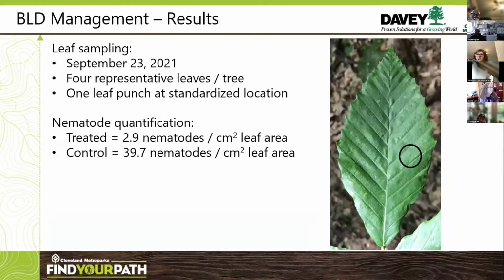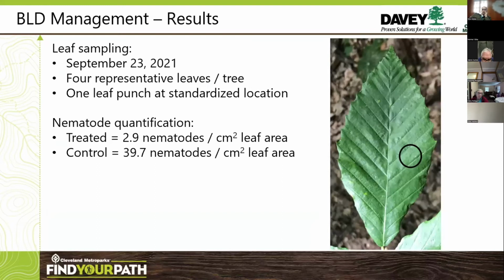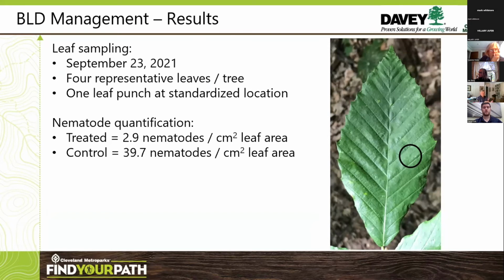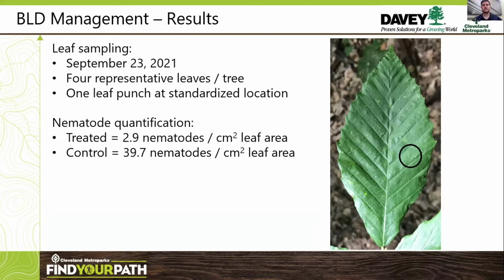We also then went this past year, again in September, and wanted to quantify nematode abundance in leaf symptoms. So we took 4 representative leaves per tree and punched just a simple hole punch at that standardized location. And we found almost a 10-fold difference in treated tree nematode abundance versus control nematode abundance.